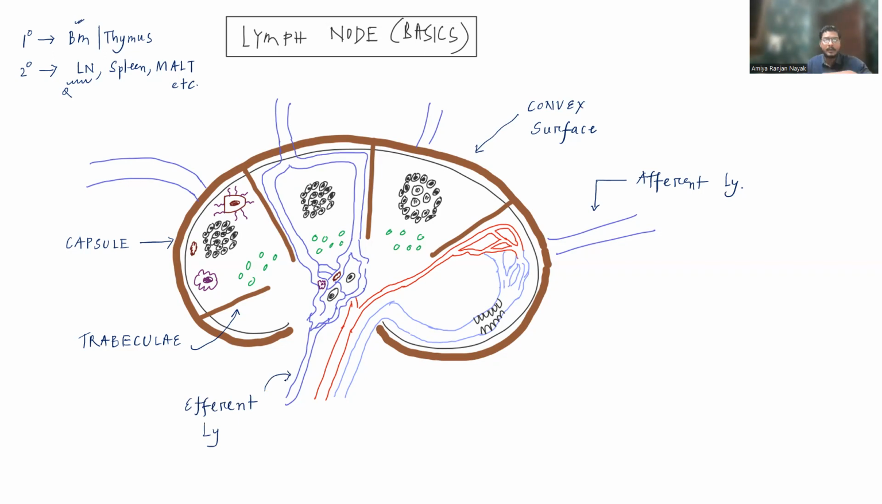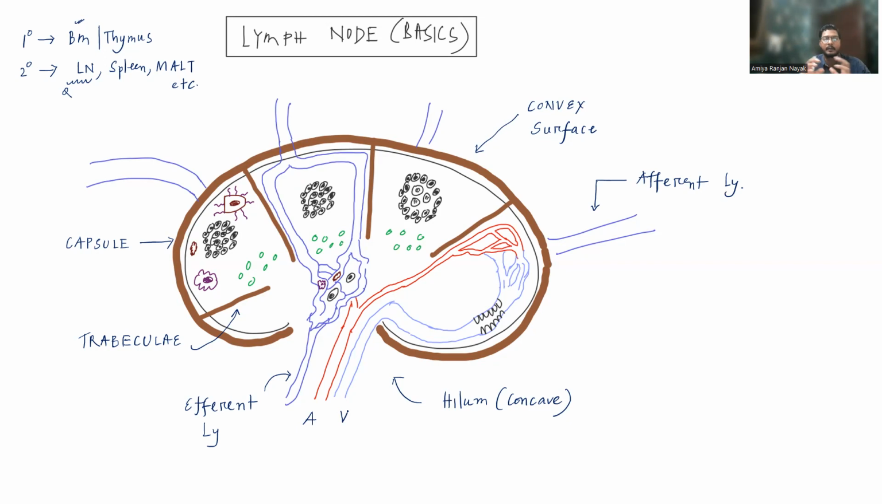So we discussed the convex surface, which contains the afferent lymphatics. Then we also have a concave surface, which is known as the hilum. Along with the efferent lymphatics, the hilum also contains the artery going into the lymph node and the veins coming out of the lymph node. Okay, so this is clear.